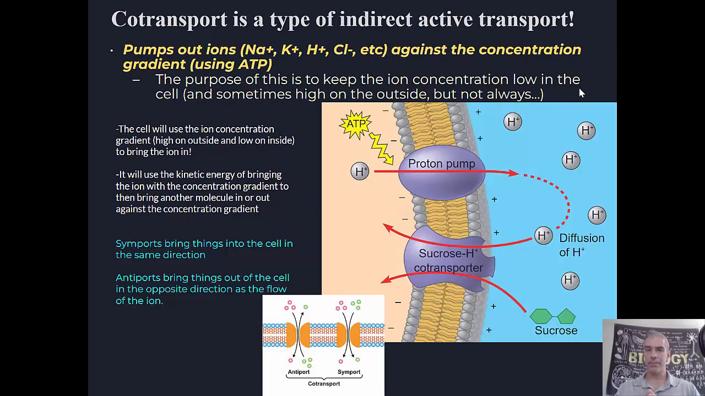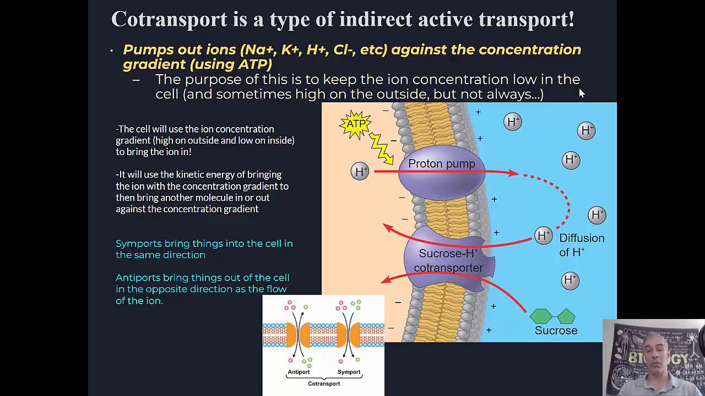Now this one's a little bit tougher. Co-transport. So co-transport is a type of, as I call it, indirect active transport. So you're going to pump ions out of the cell. They could be protons, it could be hydrogen, which is just another term for a proton, because all a hydrogen ion is, is one singular proton. It could be sodium ions, it could be any type of ion really. Usually we see sodium or hydrogen ions in this process. The purpose of this is to keep the concentration of the ion low inside of the cell, whether that be hydrogen, sodium, whatever. So you're always going to have a concentration gradient of things flowing into the cell.